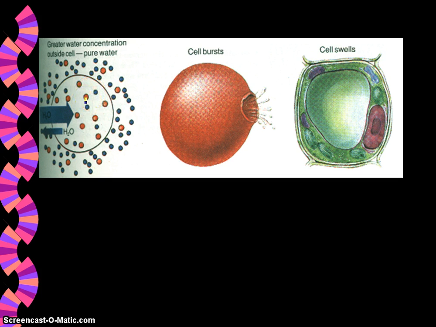So again, hypotonic solution, we have water moving into the cell. Because an animal cell does not have a cell wall, it can actually burst, whereas a plant cell becomes what we call turgid, and that is because we have this lovely cell wall that will protect it and will not allow it to burst.